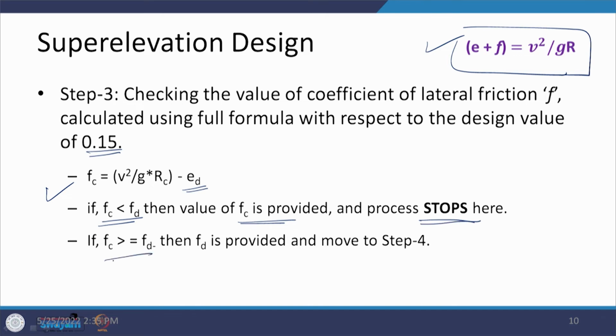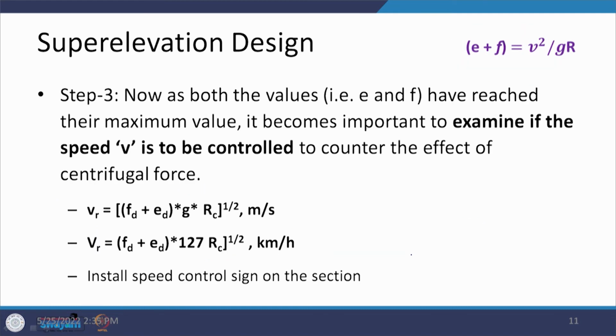Once we put the values in this equation and calculate the value of FC, it is checked with respect to FD, and again the same criterion remains: if FC is less than FD, then we provide FC, and our system is still going to sustain, because the combination of E and F is going to prevail and counter the effect of centrifugal force, and therefore the process stops here. But if FC is greater than or equal to FD, then FD is to be provided, and once FD is provided, we have reached these two values to the maximum.